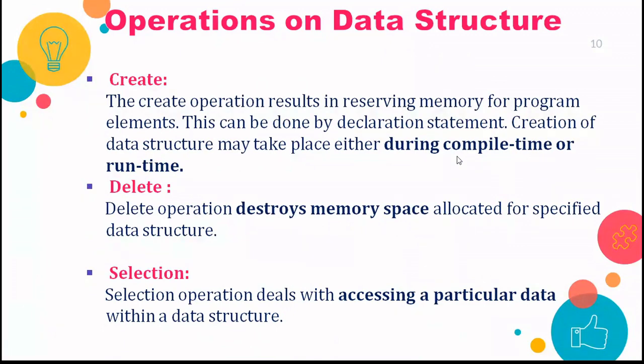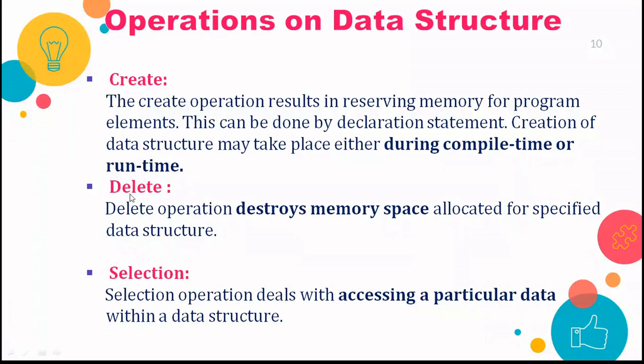So we have to define the particular variables with their data type, and after doing that, that variable is created in the memory and some space is allocated to it according to the data type, right? And also we can create during compile time or runtime. So you can create the variables at runtime, or you can create them at compile time. It again depends on your programming requirement, right?